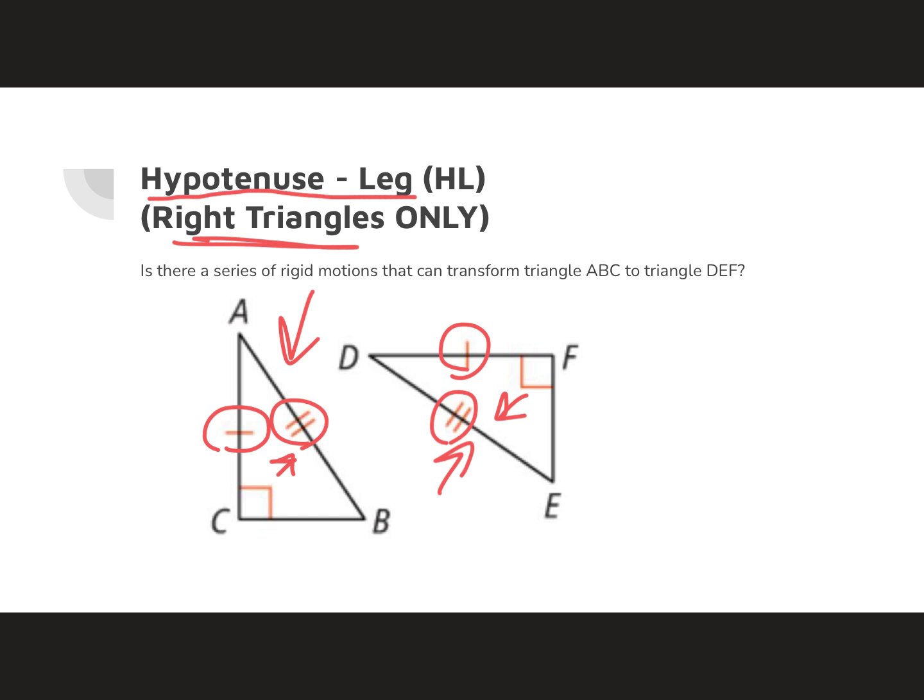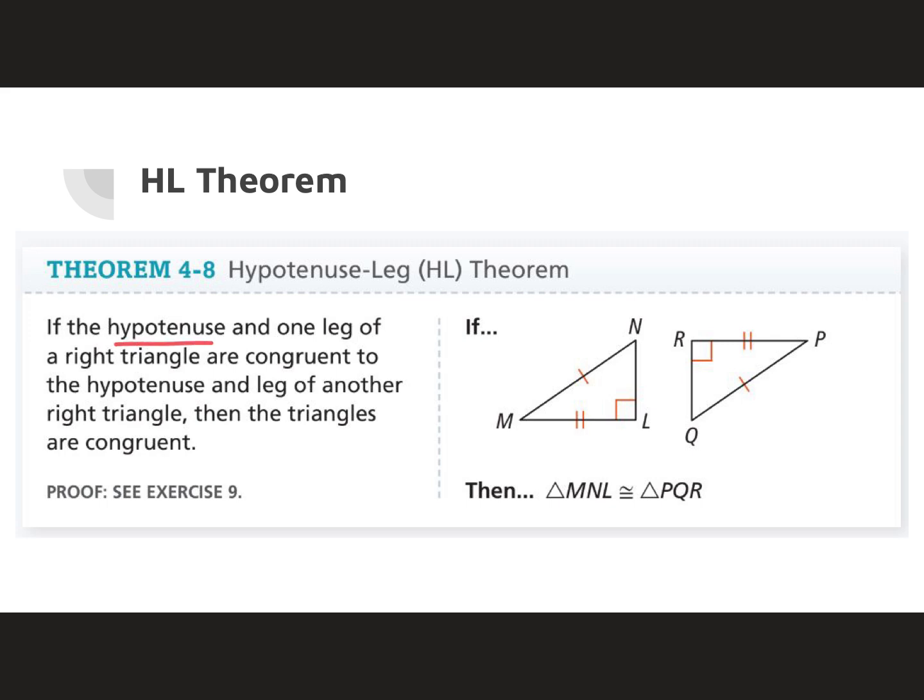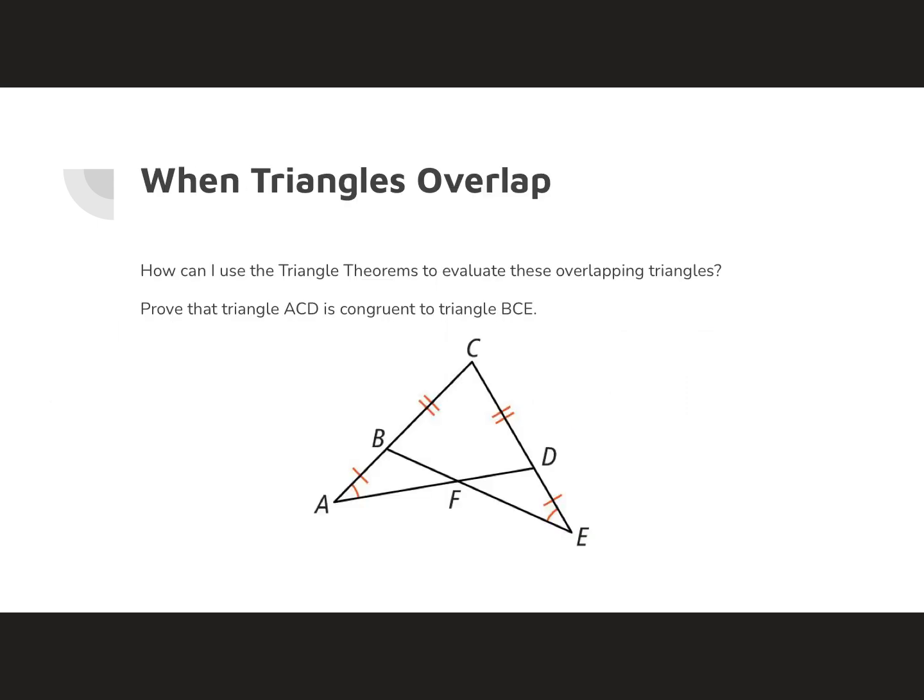We've got the right angle. So it is really side angle, but it is special because we only actually have to know the hypotenuse and one leg. Okay? So this one only works for right triangles. Again, you can see if I rotated this around and reflected it, we can end up with the same triangle. So a hypotenuse leg. If the hypotenuse and one leg of a right triangle are congruent to the hypotenuse and leg of another right triangle, then the triangles are congruent. Okay, so we've gone through a whole bunch of theorems. Now let's look at how we use them.